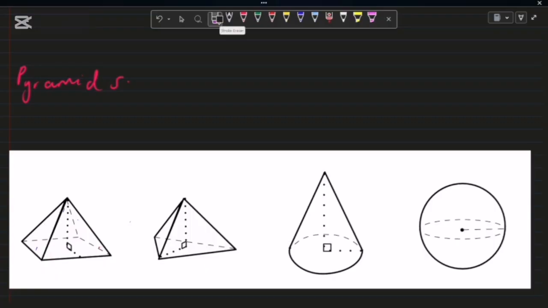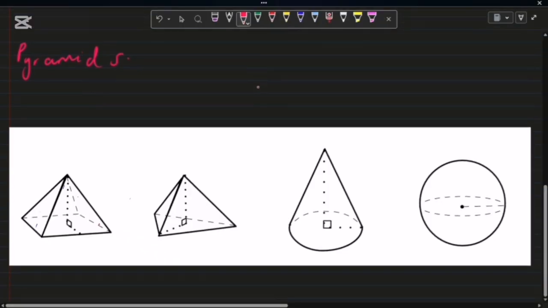Now, when we are looking for the surface area of a pyramid, we basically go through the same process that we went through when determining the surface area of a prism. In other words, we imagine that the shape has been broken down into its two-dimensional building blocks, and then we simply add all of those together to get the total surface area. So let me do this one as an example.